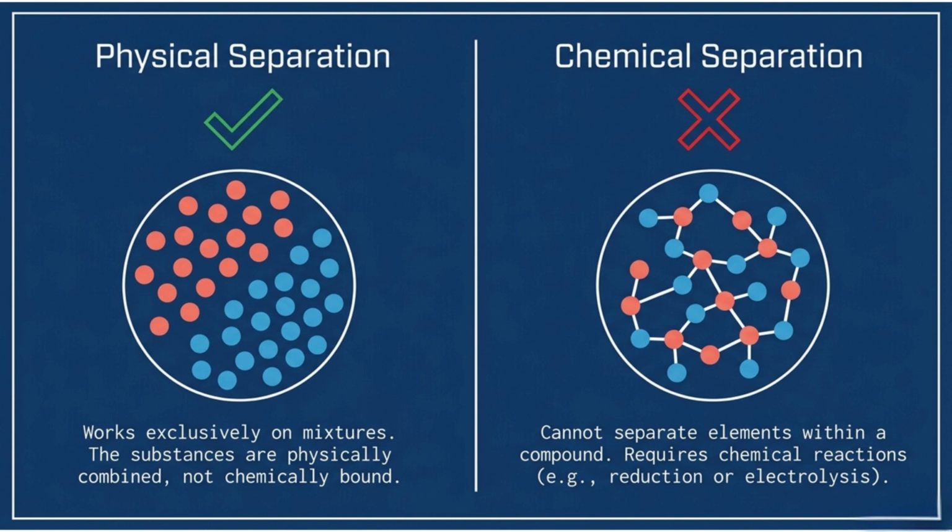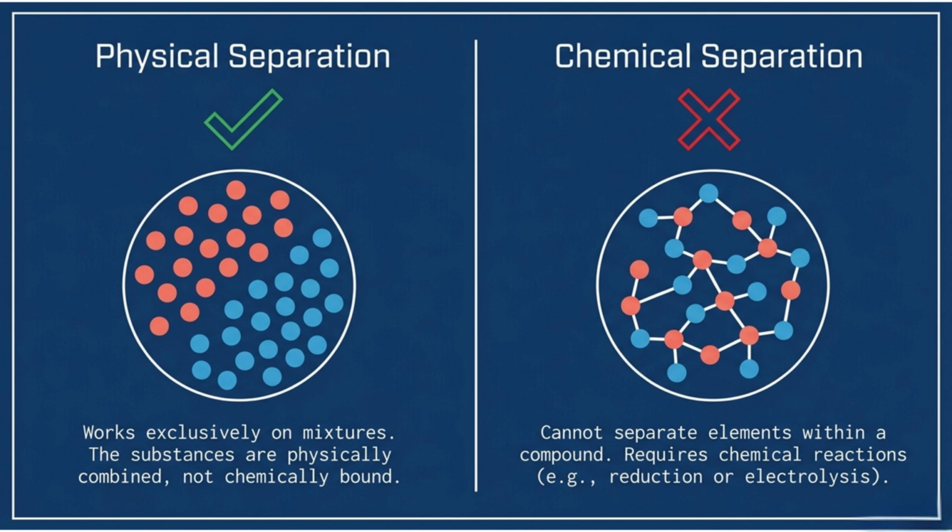Physical separation is your no-reaction zone. It works exclusively on mixtures where substances are physically combined, but not chemically bound together. Think of it like sorting a bag of mixed coins. You can pick them apart without changing what they are.